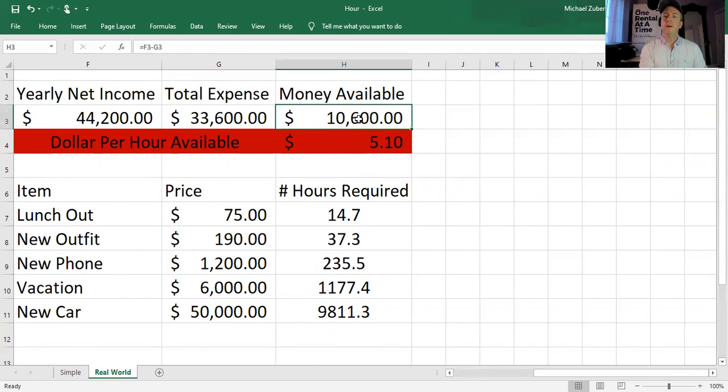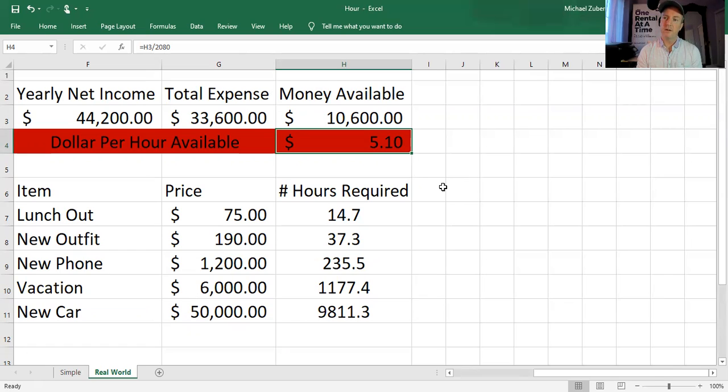But this is where the rat race gets you. You only have $10,600 in discretionary income. The other $33,000 is spent. It's already spent. And now here is where it really gets painful. You take that 10,600, you divide it by 2,080, which is the number of hours in a full-time job. You only make $5.10 an hour that you can spend on stuff.